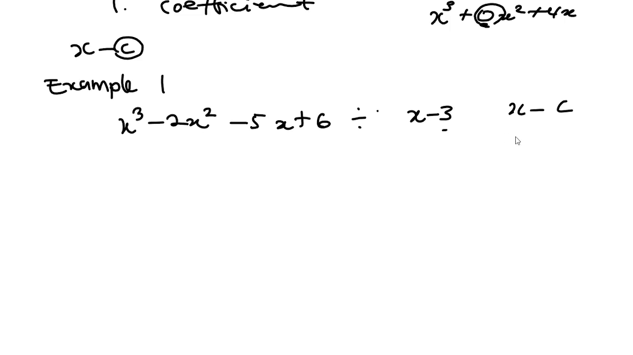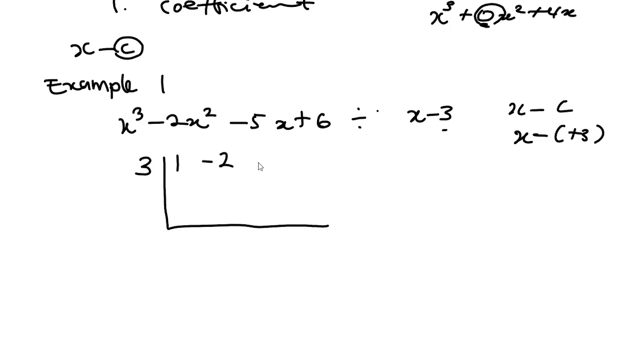Now this can be written in the form x minus c, which is the same as x minus 3. So our c is what? Positive 3. Now this is how we do it. We write our 3 at the left here. Then we write our coefficients from the polynomial. The first one is 1, the second one is negative 2, the third one is negative 5, then we have 6.